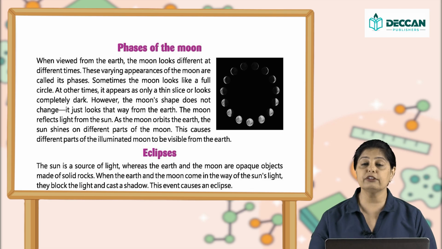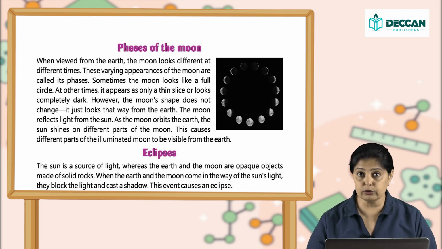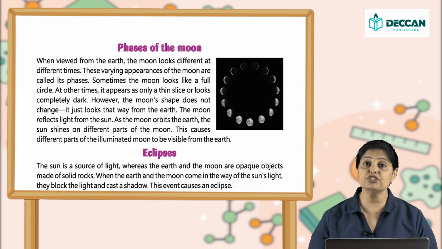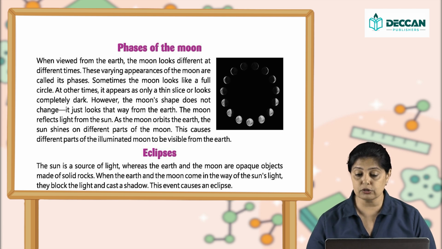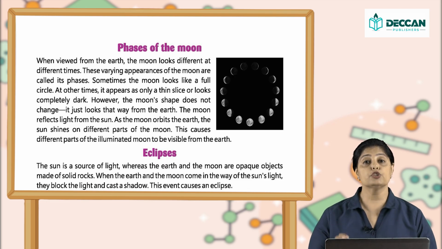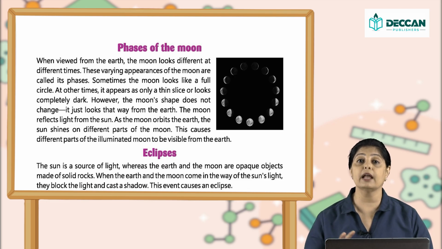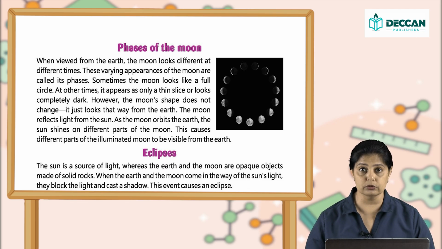The moon reflects the light from the sun. As the moon is orbiting around the earth, the sun shines on different parts of the moon, and that is the reason why it causes the phases also, and it also causes the illuminated part of the moon to be visible from the earth. So, on the part of the moon where the light of the sun falls during its rotation is when we can see the moon. That is how it works.